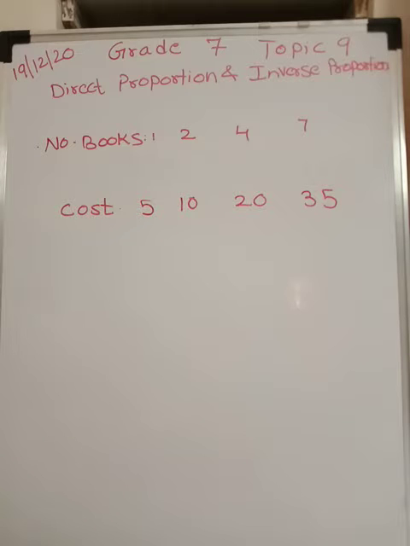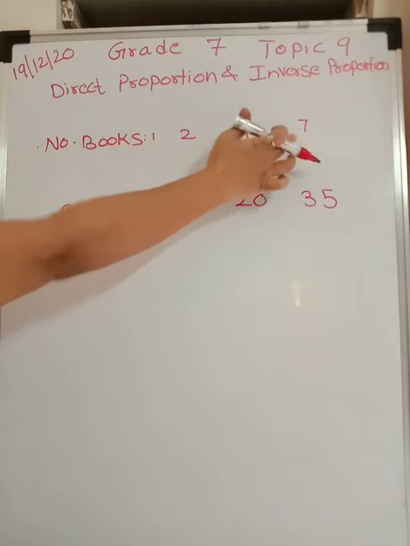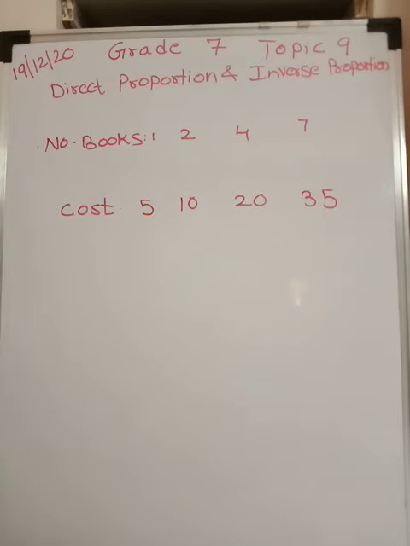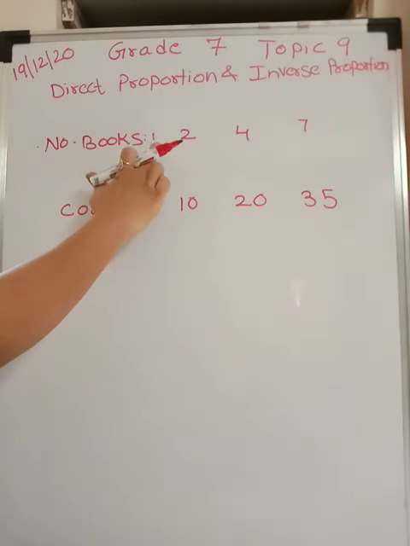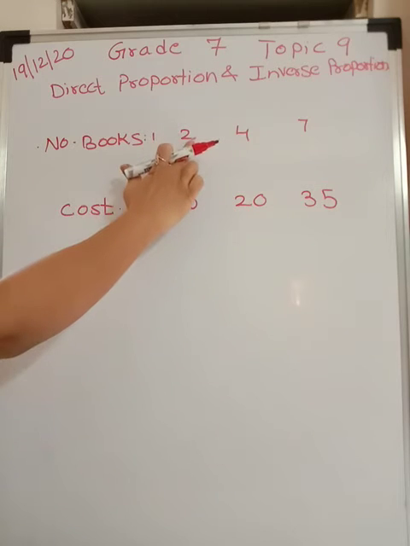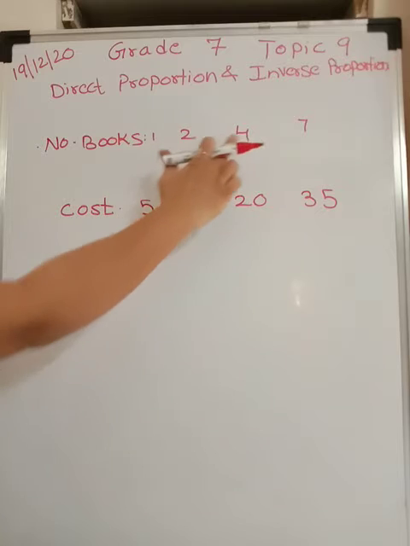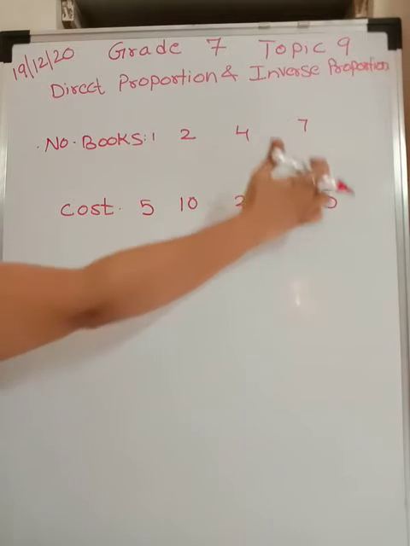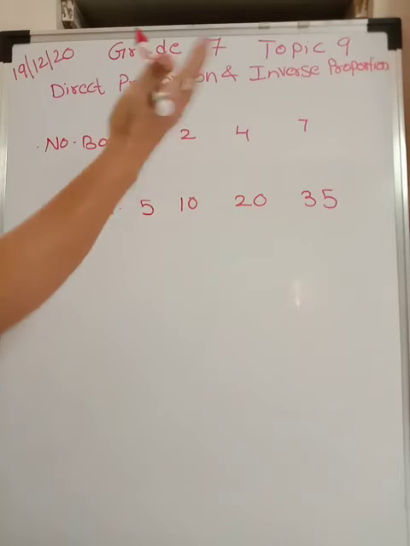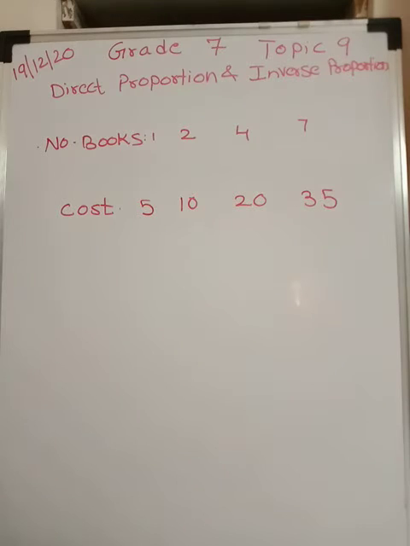Let's start with the second term from topic 9, and that is direct proportion and inverse proportion. Now, students, if I have number of books as 1, 2, 4, 7, and their cost is like this, same type of book. So cost of one book is 5 rupees. What will be the cost of two books? It will be 10 rupees because one is 5. Cost of 4 will be 20. Cost of 7 will be 35. If I want to buy 10 books, I have to give them 50 rupees.